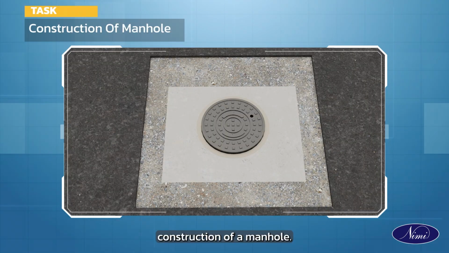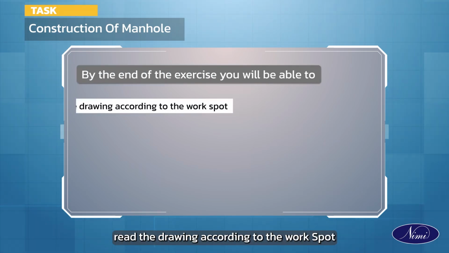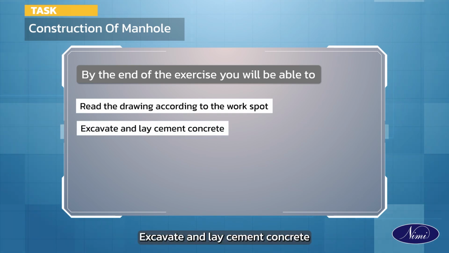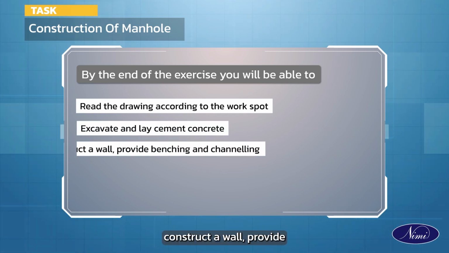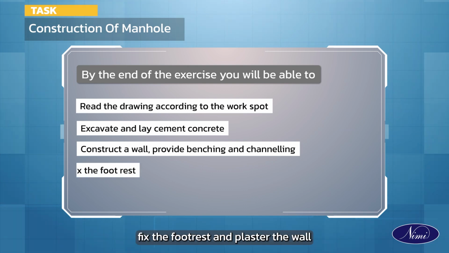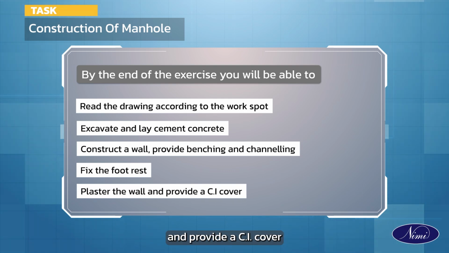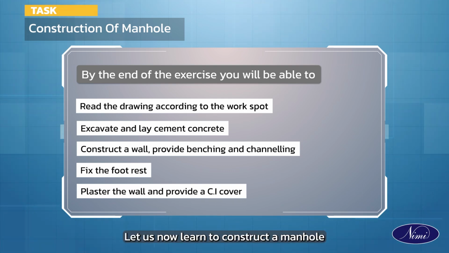Construction of a manhole. By the end of this exercise, you will be able to read the drawing according to the work spot, excavate and lay cement concrete, construct a wall, provide benching and channeling, fix the footrest, plaster the wall and provide a CI cover. Let us now learn to construct a manhole.